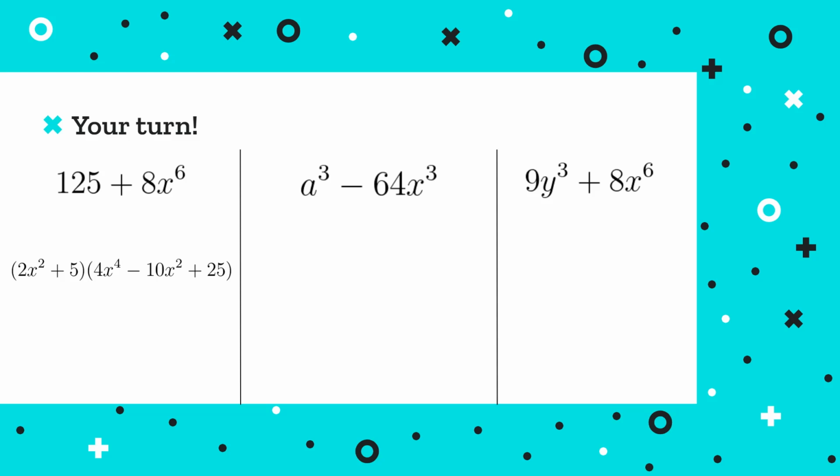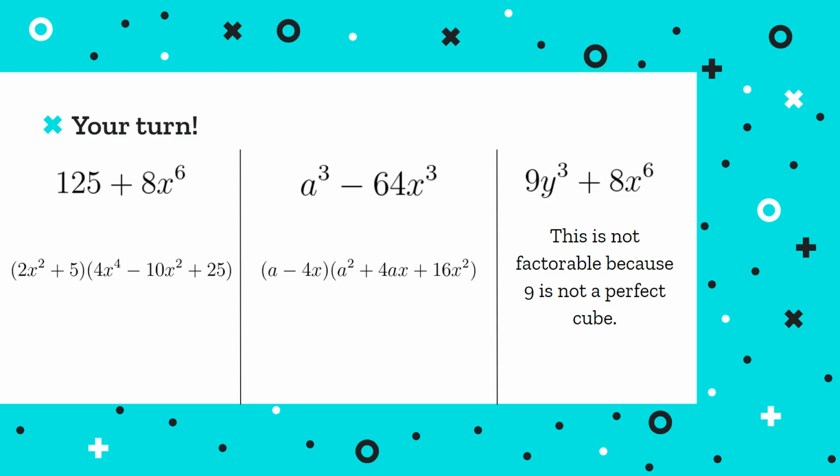For the next question, it is a difference of perfect cubes. And same idea, we plug in the values into the original formula to get this answer. And then the last question is not factorable because 9 is not a perfect cube.